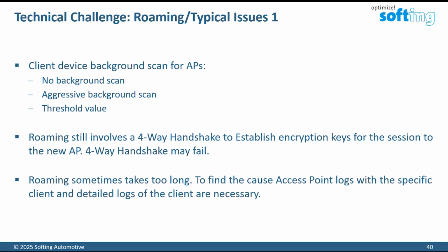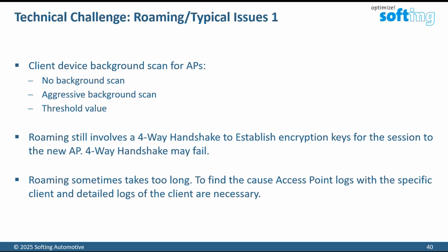From the client side, you still have some issues with roaming if the client does not have a background scan, so it cannot make a decision. Or if it has a very aggressive background scan, which means that it, for instance, has a threshold value of minus 60 dBm and very early starts to scan with a high rate for better access points, or the threshold value is set wrong. You should consider the site survey values also for this setting of the background scan.